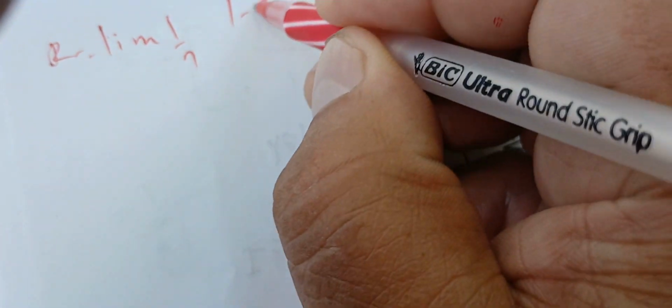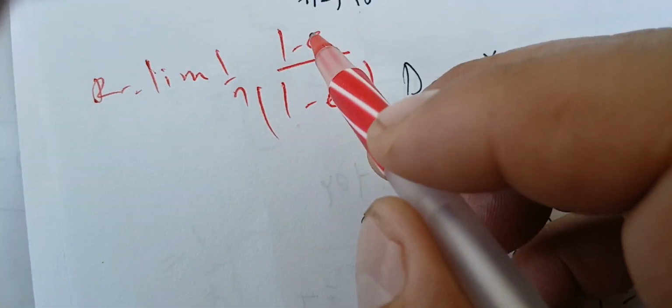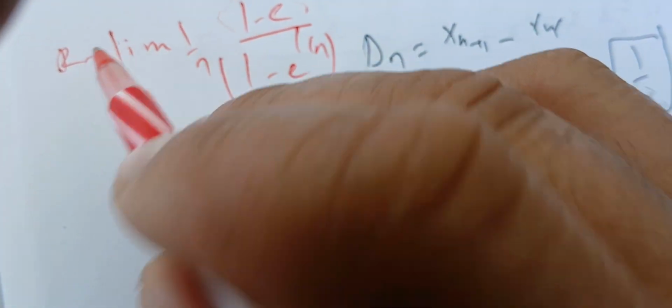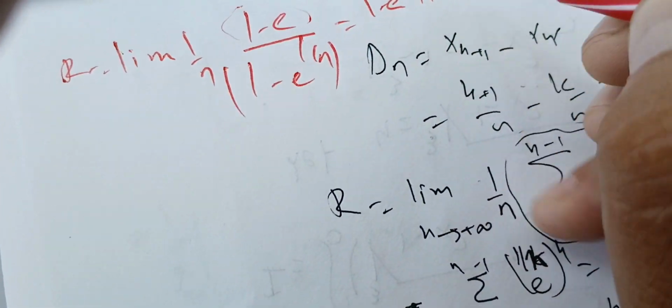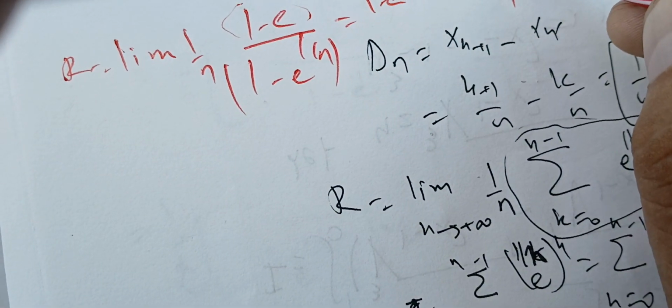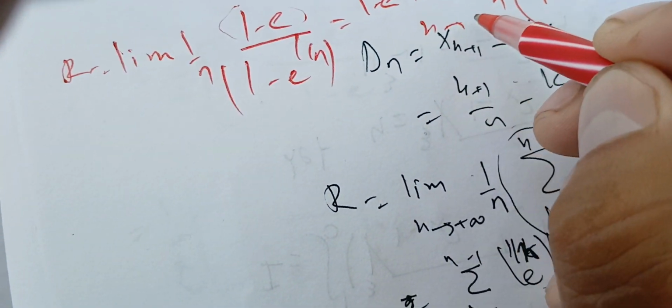Okay, let's go back here and see the limit. So now let's take the limit. So the limit of this sum, 1 over n times 1 minus e over 1 minus e to 1 over n. So let's take 1 minus e to the front, because it doesn't depend on n. So we have 1 minus e, the limit of 1 over n times 1 over 1 minus e to the power 1 over n, as n goes to infinity.